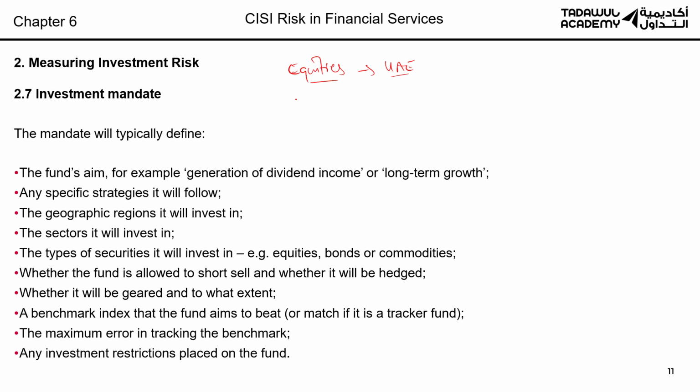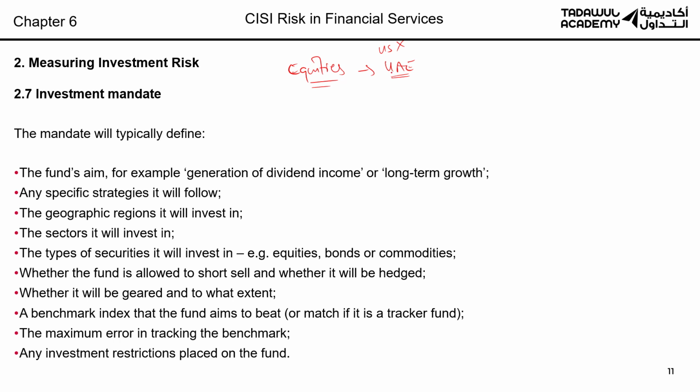That means the fund manager cannot invest in bonds, cannot invest in gold. Even if the bond and the gold market are bringing higher returns, he can't. He can't invest in equities in the US, for example. He cannot do that because the mandate was very clear. You have to follow the mandate: invest in equities in the UAE.